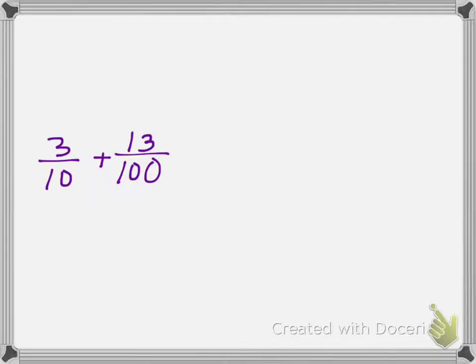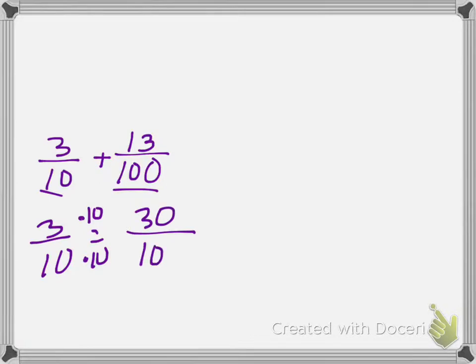problem here, we have 3 tenths plus 13 hundredths. And right away you'll notice that we can't add tenths and hundredths because they're not the same unit. So we're going to convert to make equivalent fractions. Right away, you guys know 3 tenths, I can multiply top and bottom by 10 and get 30 hundredths. Okay, so 3 tenths is equal to 30 hundredths.